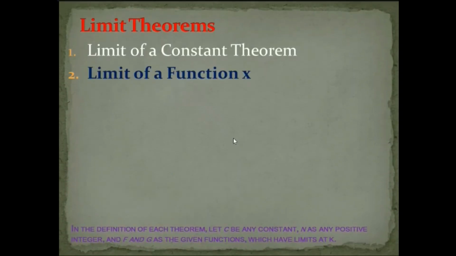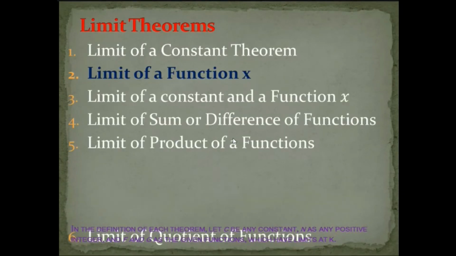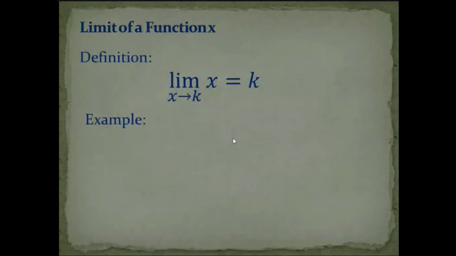For number 2, limit of a function x. Ano ibig sabihin nito? Limit of x, kasi 'di ba, limit of a function x. Ibig sabihin x lang po yung makikita nyo dito. Okay? As x approaches k. So yung k na to constant. So kung hahanapin natin yung limit ng x as x approaches a constant, the answer is constant.